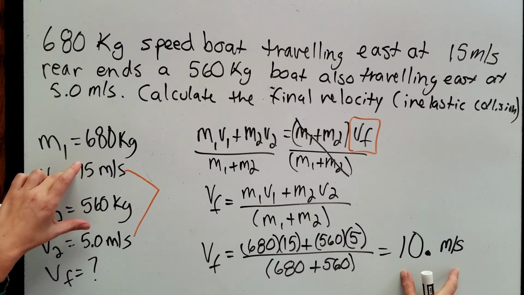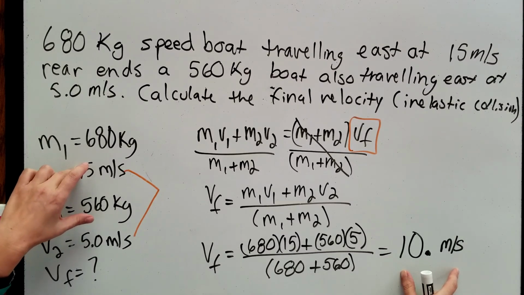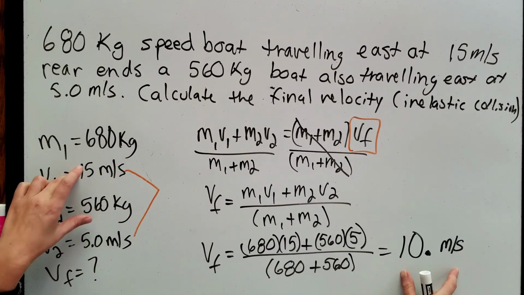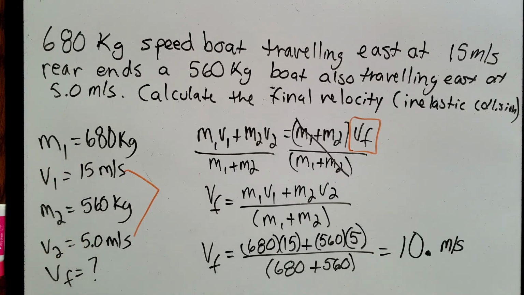So some of this momentum from the first speedboat was transferred to the second speedboat, causing speedboat 1 to slow down, speedboat 2 to speed up. Right? If you get rear-ended, your car is going to speed up a little bit. If you're the one rear-ending someone, your car is going to slow down a little bit.